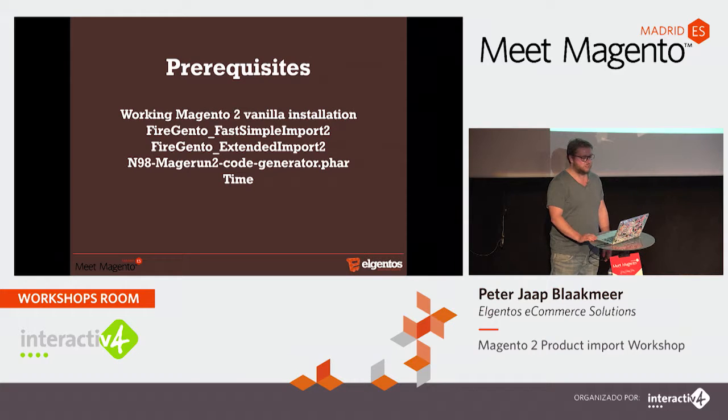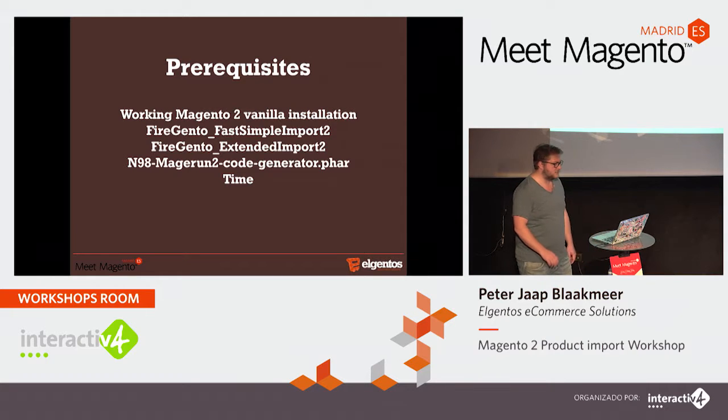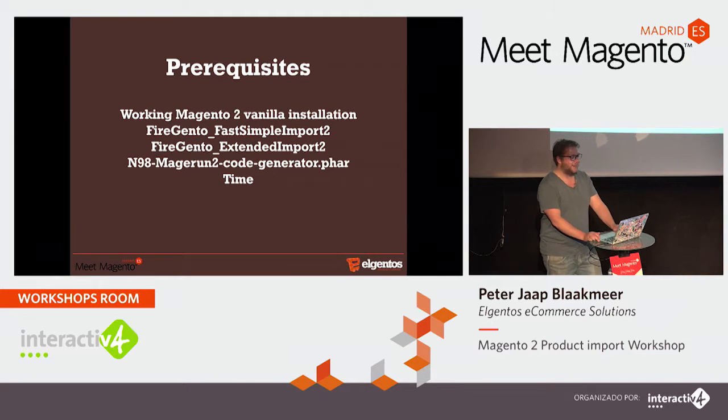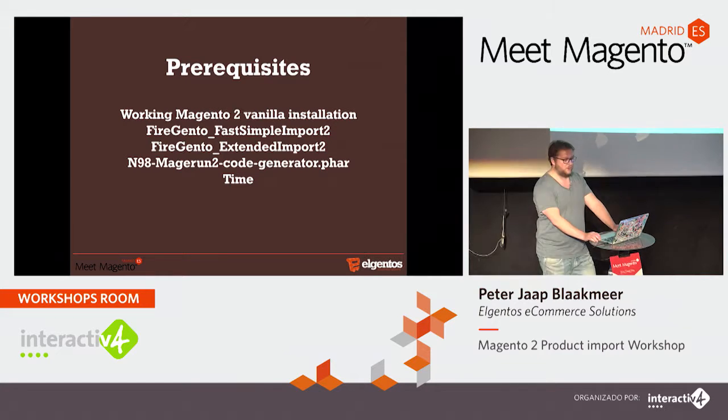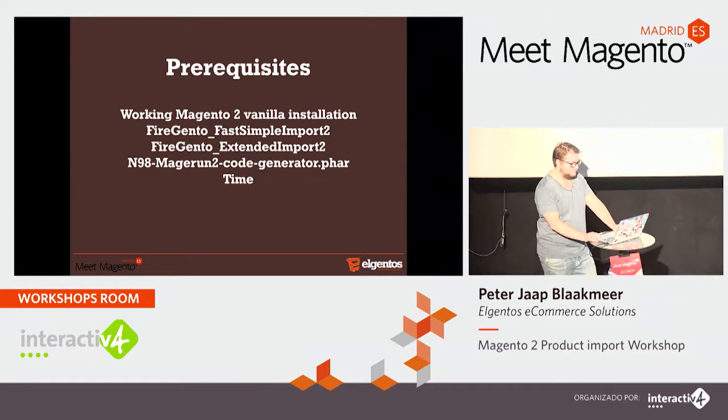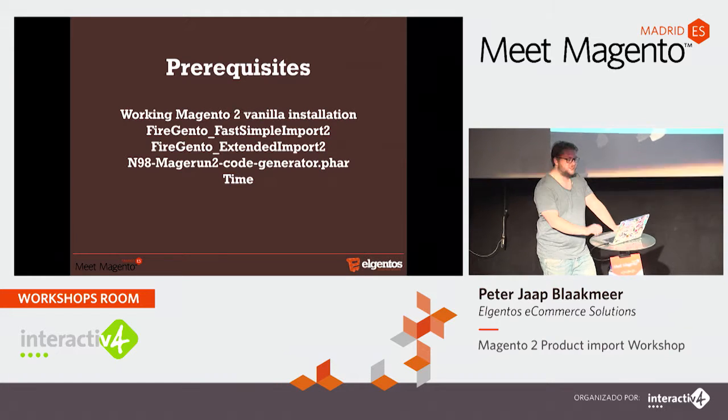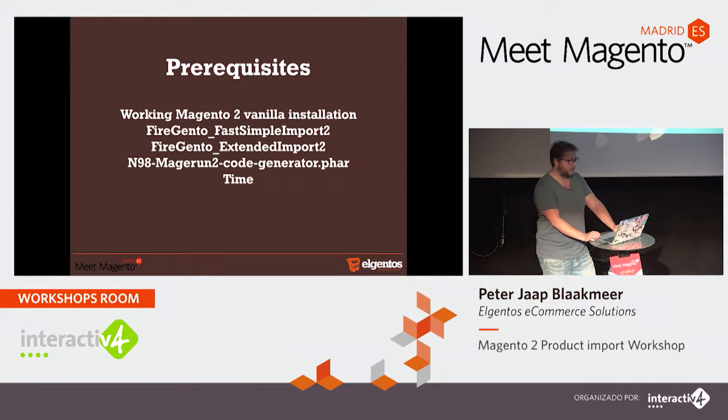So, Magento 2 product import. What are the prerequisites? I think I spelled that right. So you need a working Magento 2 vanilla installation. Of course, if you don't have a vanilla one laying around, you can use any project. Just don't blame me when things go poof. We have the FireGento Fast Simple Import 2 module that we're going to need, the FireGento Extended Import 2, which is a nice to have, and the MageRun 2 code generator, which is also a nice to have, and we need time, which probably we won't have enough of, but we'll see.